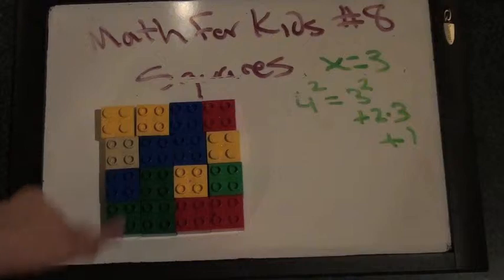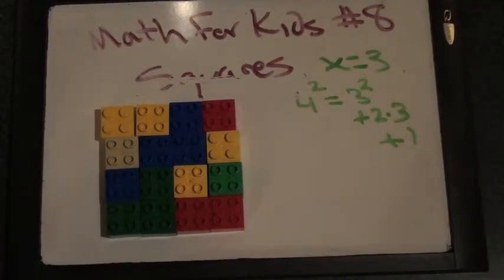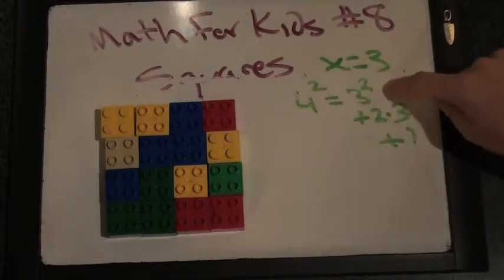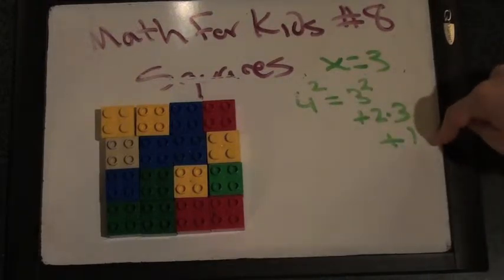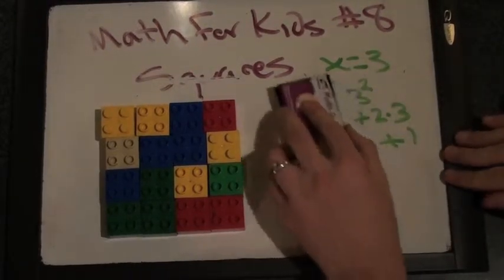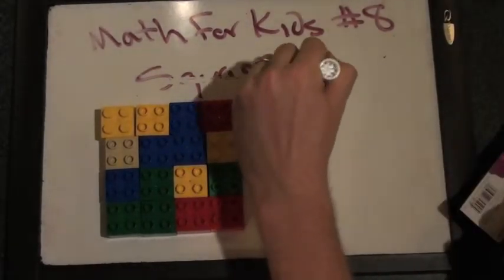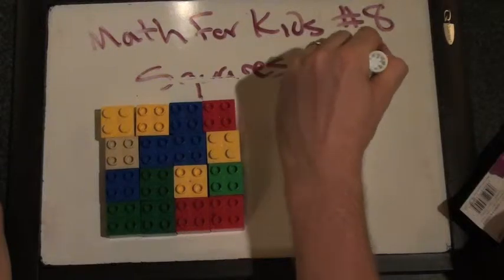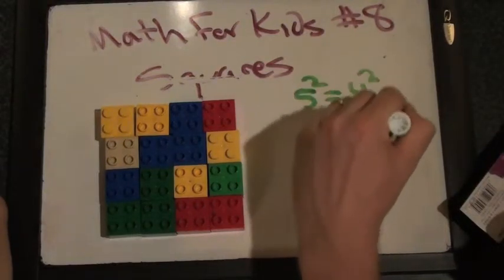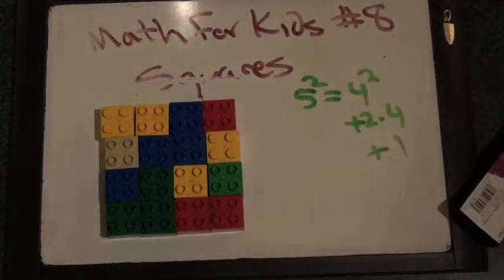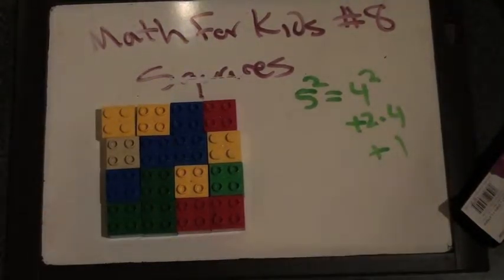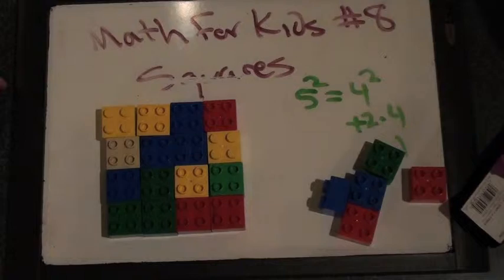Okay. So let's see if we can show everyone how to make a 5 by 5 from a 4 by 4. So, first of all, let's check. Is 16 equal to 9 plus 6 plus 1? Yeah, it is. Okay, so now we're going to try to make 25. So 5 squared equals 4 squared plus 2 times 4 plus 1. So where's our 4 squared? We have it right there. Where are we going to put our 2 extra 4's?